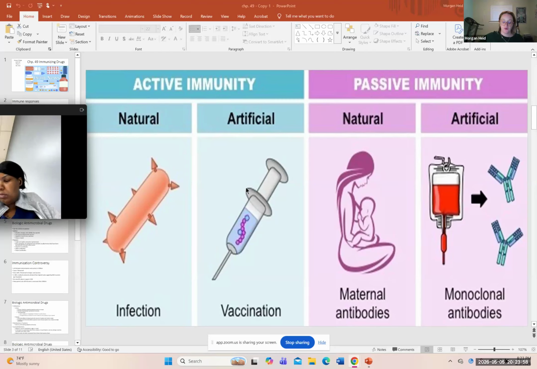Okay. So natural active immunity is going to be, I just get sick naturally and my body makes antibodies to it. Like I got COVID from someone and my body makes antibodies to it. So it's happening naturally in nature. There was no human manipulation. Okay. Artificial active immunity would be a vaccine.